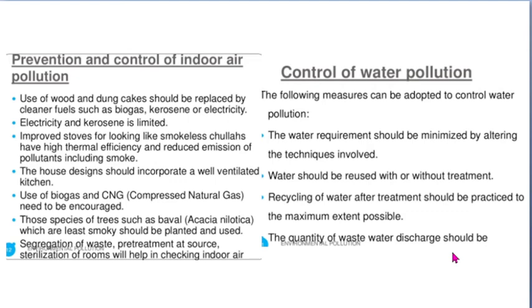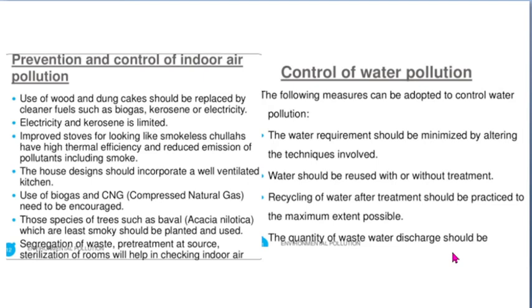So now the last slide we will discuss. Those are the problems, the effects, the causes, the sources, and how we can control or prevent this pollution. So how can we prevent air pollution? The use of wood and dung cakes should be replaced, isn't it? Because soot particles and different other toxic substances are released from that. So we can use cleaner fuels such as biogas and electricity for cooking.